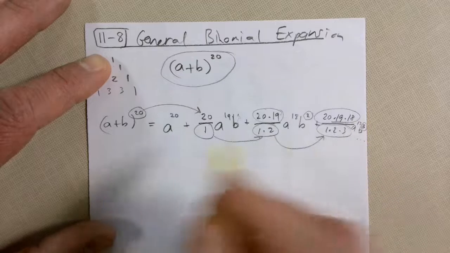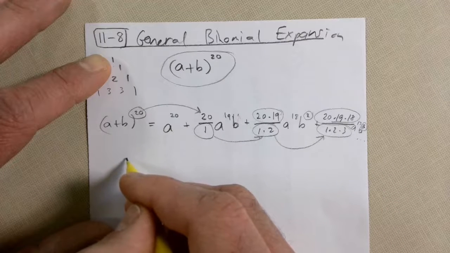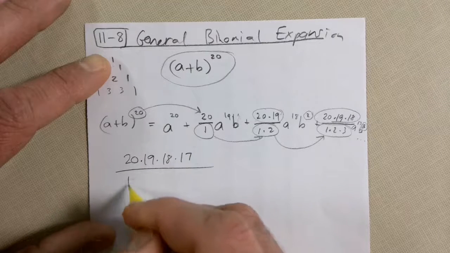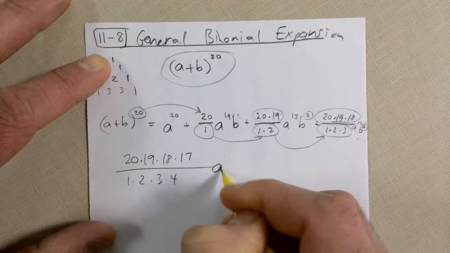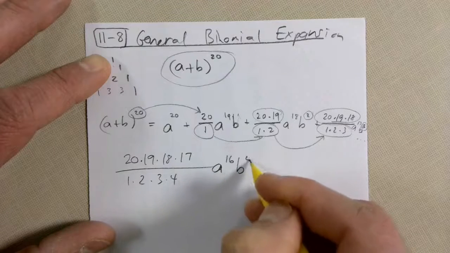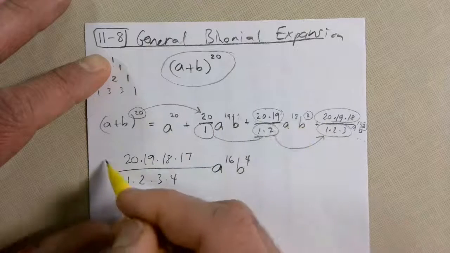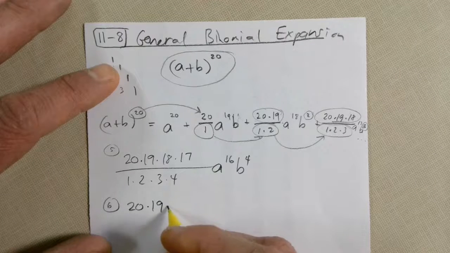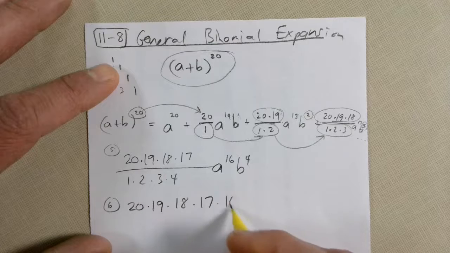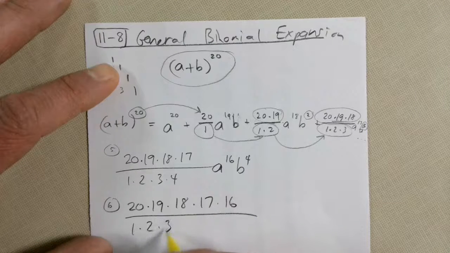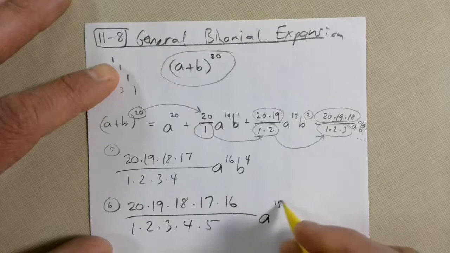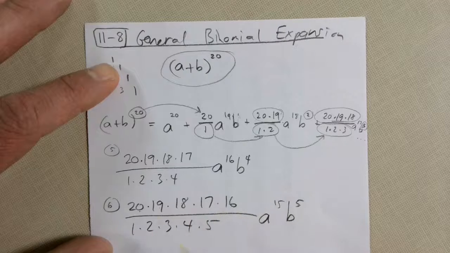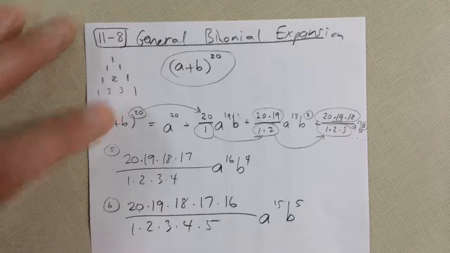And you can do the next one, right? What would the next one be? Well, it would be 20 times 19 times 18 times 17 over 1 times 2 times 3 times 4, a to the 16th times b to the 4th. This would be the 5th term. The 6th term would be 20 times 19 times 18 times 17 times 16 divided by 1 times 2 times 3 times 4 times 5, a to the 15th, b to the 5th, because that's where the 5 feeds this. Now you know how to do that.